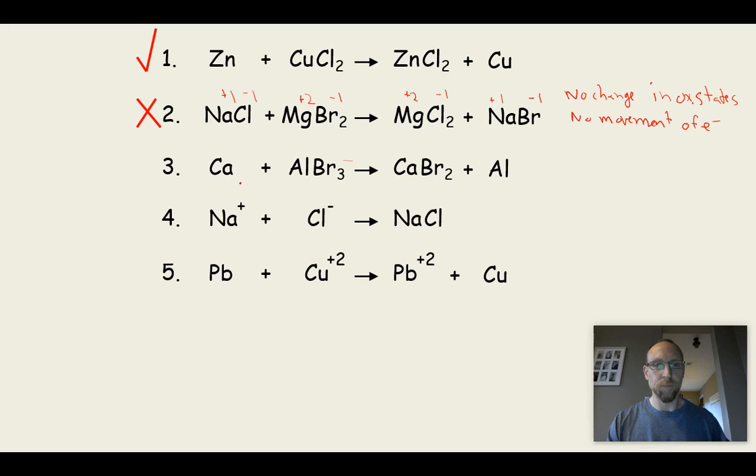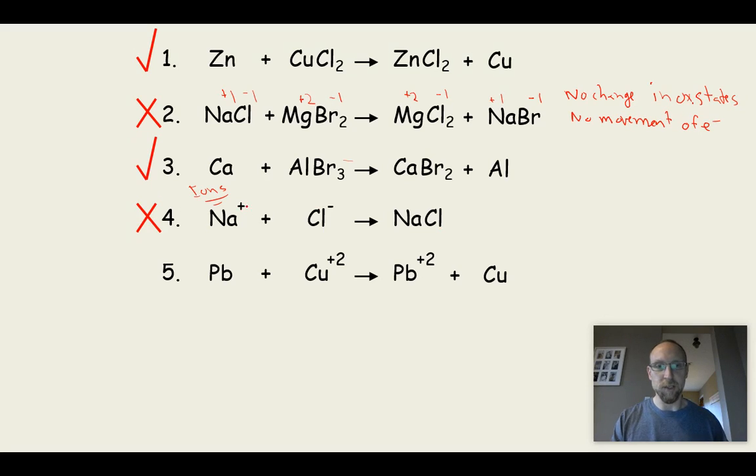So number 3, calcium and aluminum. Those are uncombined, so that's a redox. Now number 4 is a little tricky. Remember, uncombined elements are neutral. So even though sodium and chlorine are alone here, they have charges. So these are ions. Don't forget about your ions. Ions are not uncombined elements, right? They've gained or lost electrons, and now they have a charge. So there are no uncombined elements in this reaction. So this is not a redox reaction.